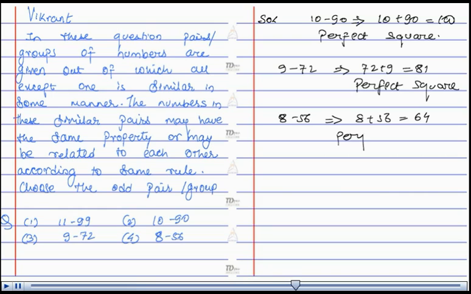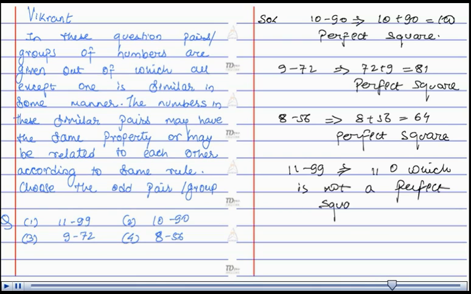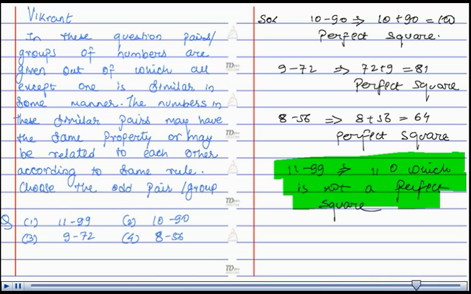perfect square. But this is not the case with the pair 11 and 99, as 99 plus 11 gives you 110, which is not a perfect square. So the answer in this case turns out to be the 11, 99 pair, which is the odd pair among the given pairs. So the answer is 1.